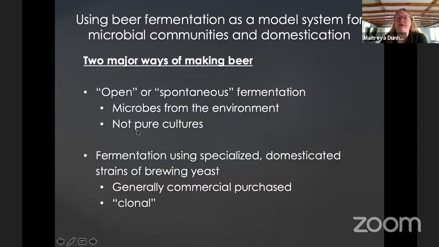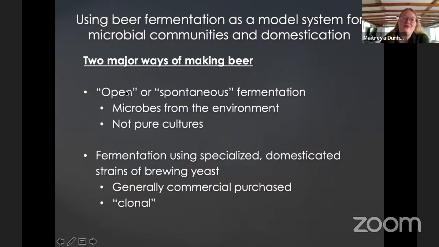The modern brewery setup, after they figured out how to do pure cultures in Carlsberg Brewery, among others, in the 1800s, is that we now focus more on using specialized domesticated strains of brewing yeast, which are now commercially produced and which are clonal. You'll see I put clonal in quotes here, because what I'm going to show in the second part of my talk is that they're not clonal at all. And there's some really great fun evolution going on in these fermenters in situ in breweries today.